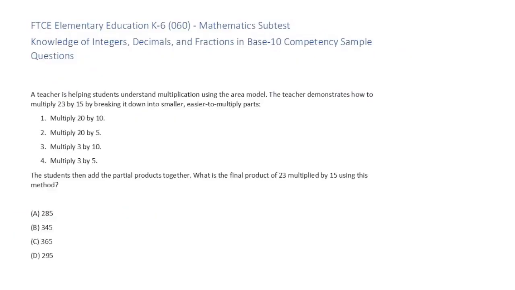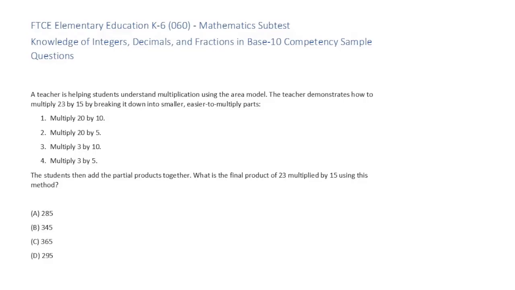A teacher is helping students understand multiplication using the area model. The teacher demonstrates how to multiply 23 by 15 by breaking it down into smaller, easier to multiply parts. So for example, first, she will multiply 20 by 10. That will give us 200. The second step, multiplying 20 by 5, that gives us 100. And for 3, multiplying 3 by 10 gives us 30. And then for 4, multiplying 3 by 5 gives us 15. The student then adds all of those partial products together.